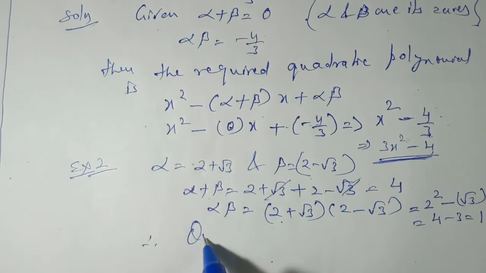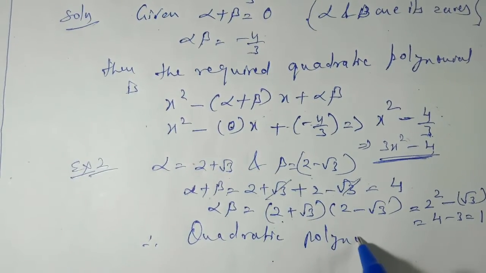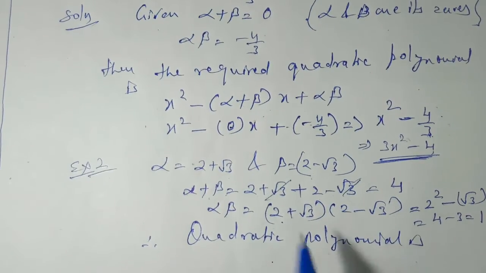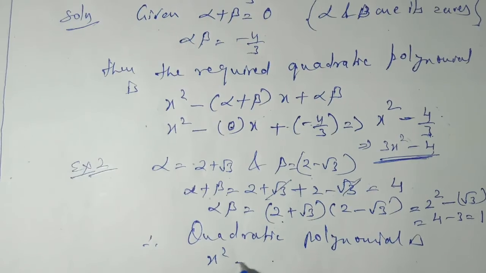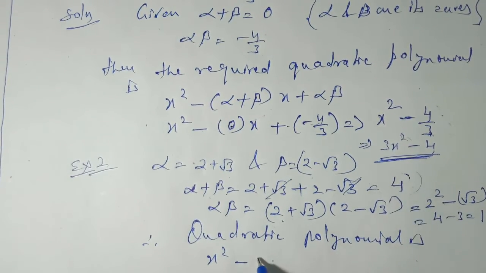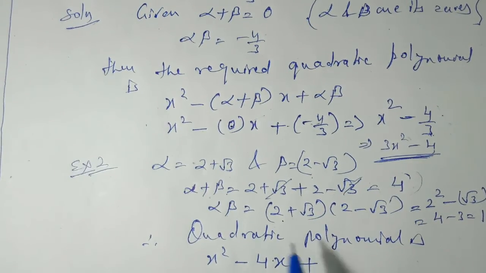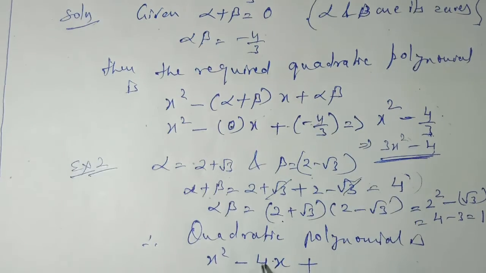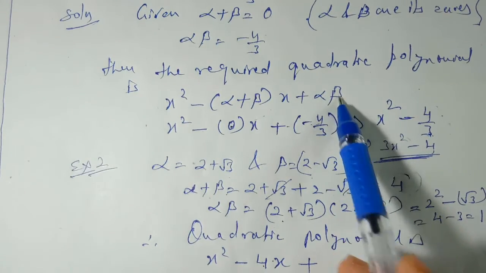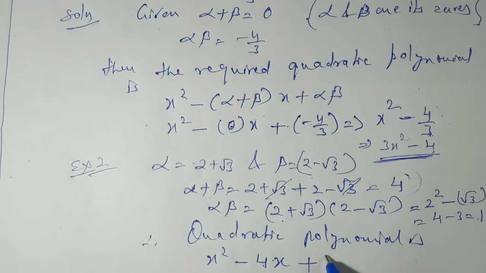Therefore the quadratic polynomial is, we're going to substitute the value in this condition, x square minus, in place of alpha plus beta we write 4, then x, and in place of alpha into beta we write 1.